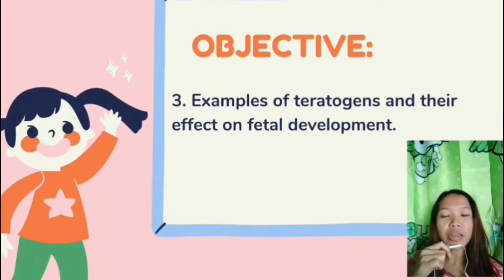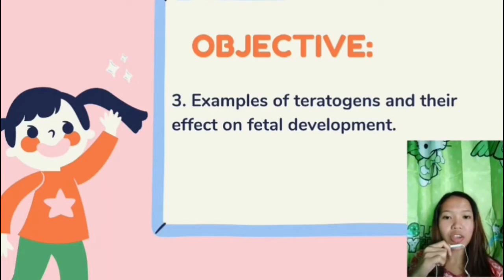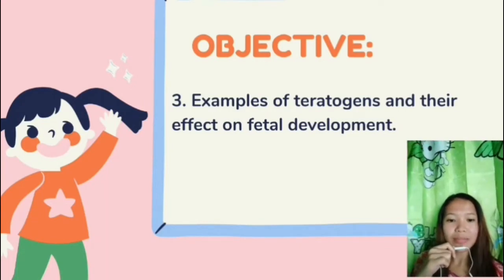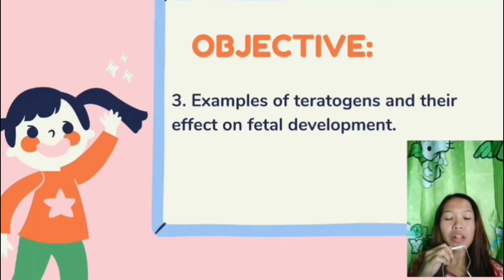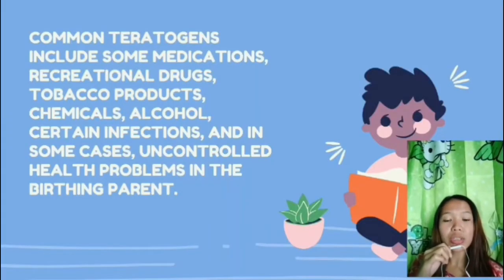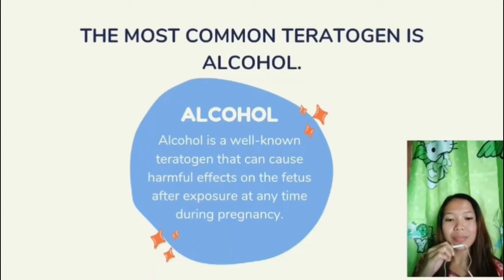So, objective number 3 is examples of teratogens and their effect on fetal development. Teratogens are drugs, chemicals, or even infections that can cause abnormal fetal development. Common teratogens include some medications, recreational drugs, tobacco products, chemicals, alcohol, certain infections, and in some cases, uncontrolled health problems in the birthing parent.